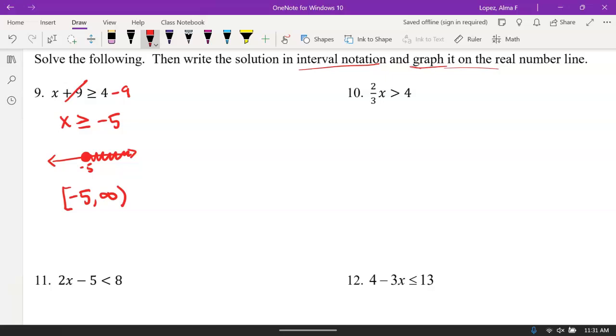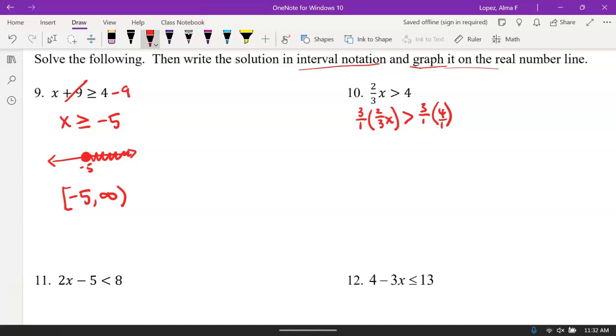Here, 2/3 x is greater than 4. Now remember, if you don't like the way an equation looks, we're a little bit more advanced now. We can actually get rid of denominators by multiplying through by the least common denominator. You can do that on inequalities as well. The only denominator is 3, so that's my least common denominator. I'm going to multiply every piece in the equation by that 3/1, and I'm going to make the 4 a fraction too, because when I'm working with fractions, I want them all to be fractions.